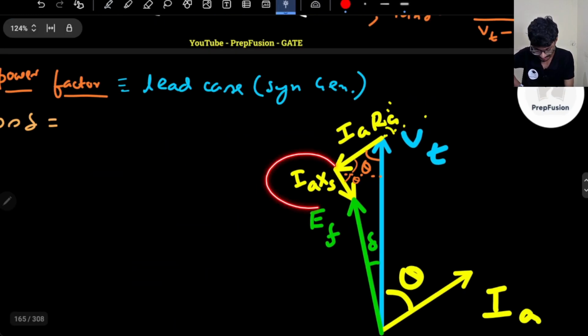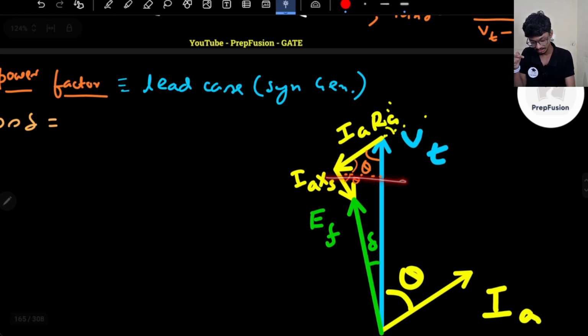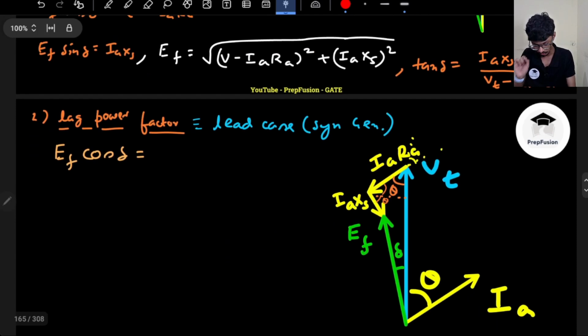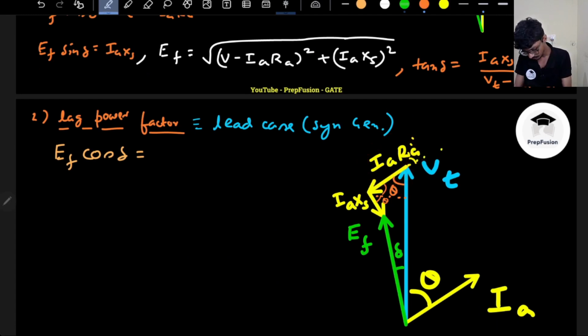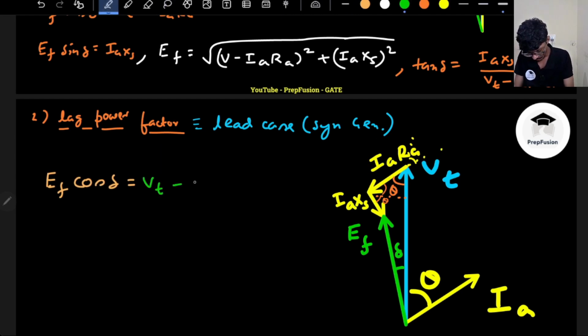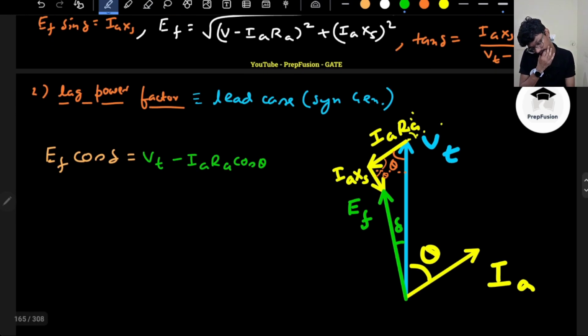Now this IA Xs has two components, one along this and another at the bottom, and this also has two components, one along this and the other at the bottom. I will write those components. First of all, the EF cos delta component: IRA cos theta. So it will be Vt minus IRA cos theta.